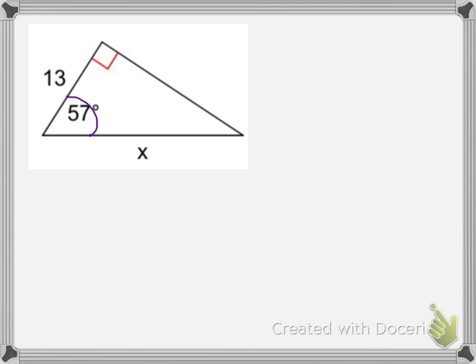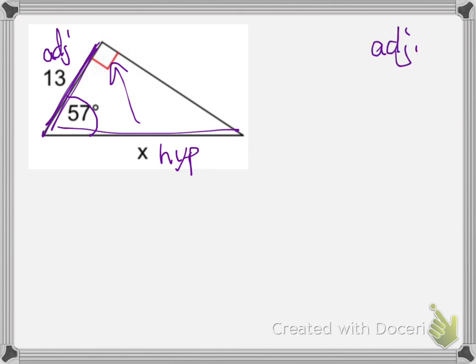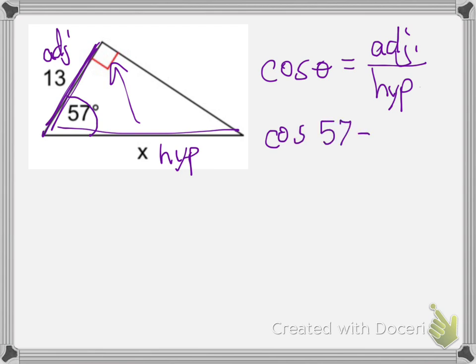In reference to this angle, they give us this side right here that touches it. That's considered my adjacent side. And then obviously, this side is my hypotenuse because it's across from the right angle. So adjacent over hypotenuse means I'm going to be using cosine of theta. So I'll plug in my values. Cosine of 57 will equal 13 over x.